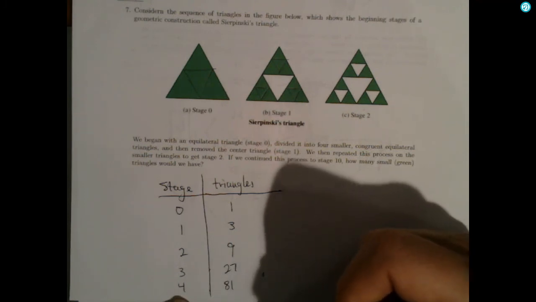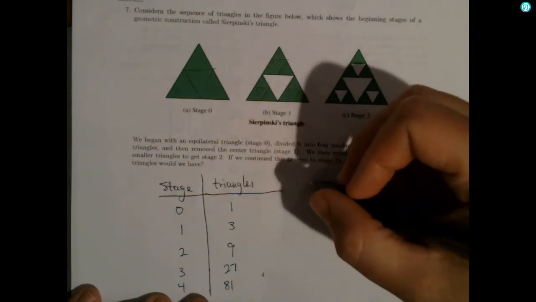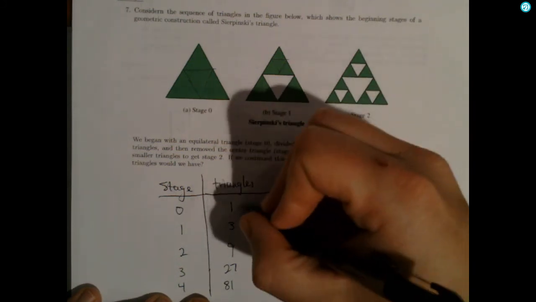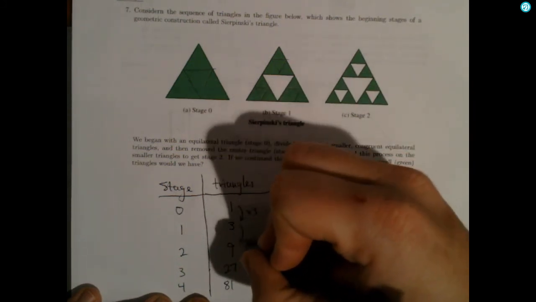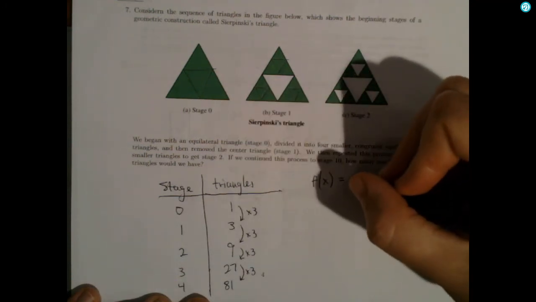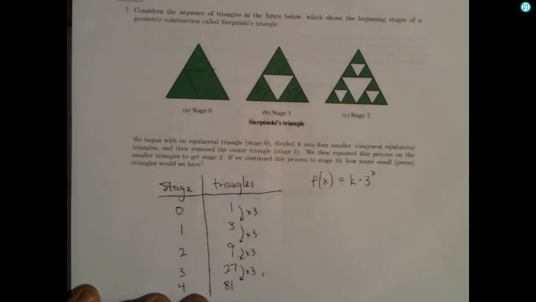Now, here's another thing to notice. In order to get to stage 10, of course, you could go ahead and multiply times 3, times 3, times 3, times 3, a few more times until you get to stage 10. But here's another way to go about it. So we know that this is exponential growth. So we know that f of x has to be, and the exponential growth is times 3, times 3, times 3, times 3. So we know that the exponential growth has to be of the form f of x equals k times 3 to the x, because 3 is what we're multiplying by.